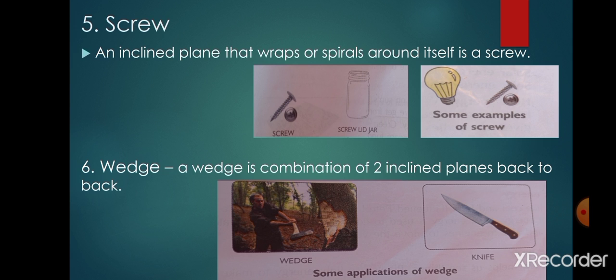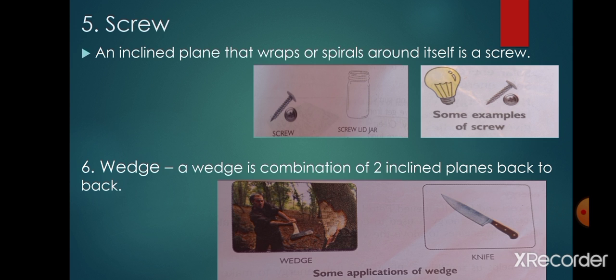Next is your screw. A screw is an inclined plane that has spirals around it, and it has a sharp pointed end. It even holds things together. A few examples of screws we'll see are bottle caps, bulbs, and drill machines. These are a few examples of screws.